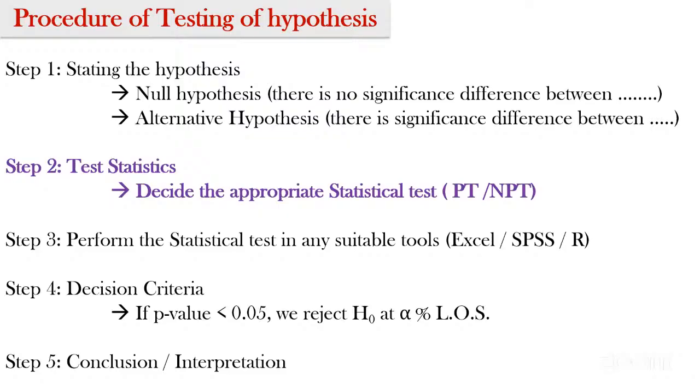Alpha is 5%. Level of significance, LOS, level of significance. Just what I said, allowable error. So in general, we take 5%.